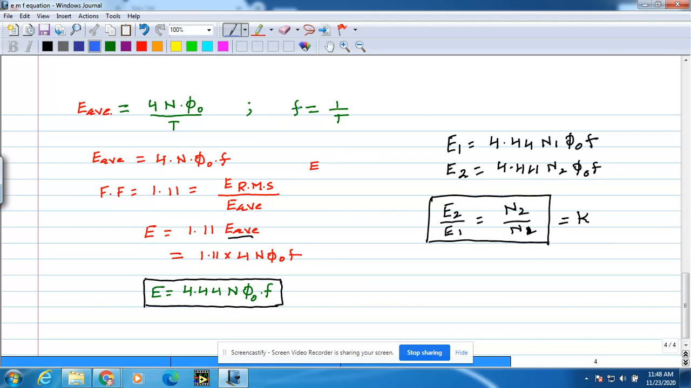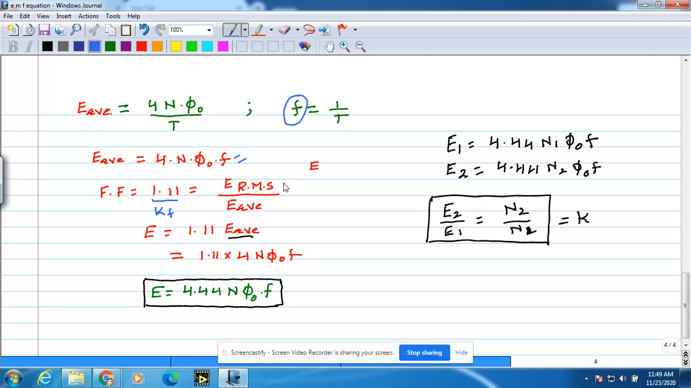You know very well the frequency is equal to 1 upon T. The inverse of the time period is the frequency of the supply system. So 1 upon T can be replaced by f. Here the E average is equal to 4 N phi naught into f. In any sinusoidal waveform, the form factor is 1.11. This is the Kf value, the form factor of a sinusoidal waveform. Because the flux equation is sinusoidal, the form factor should be 1.11.